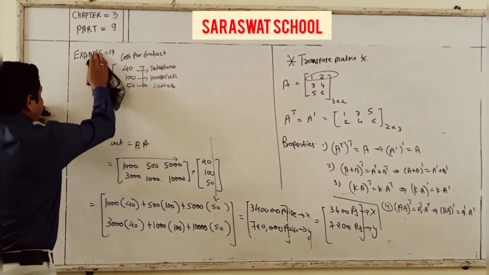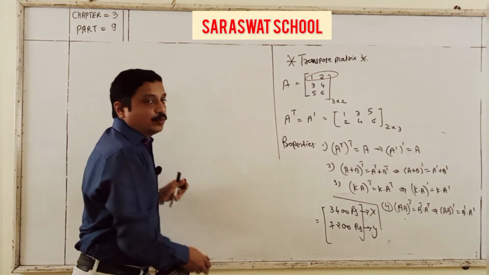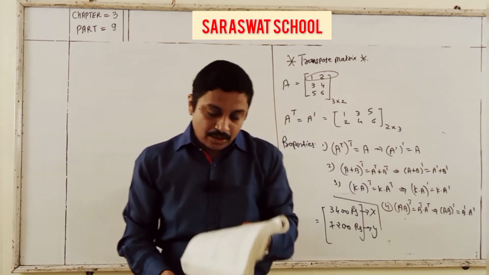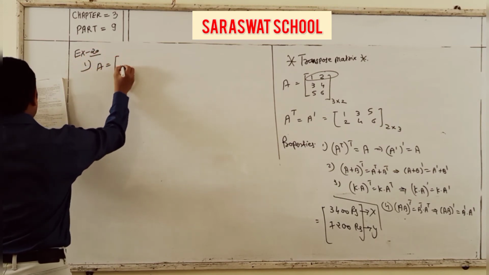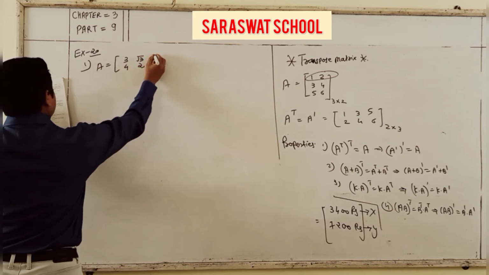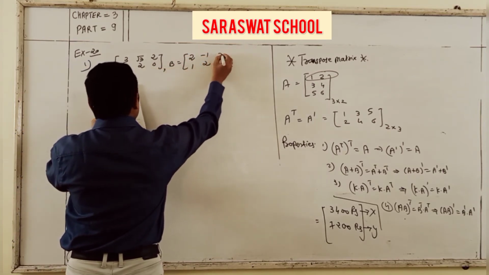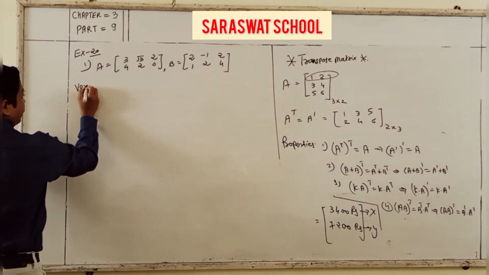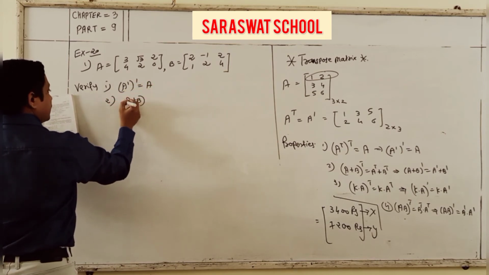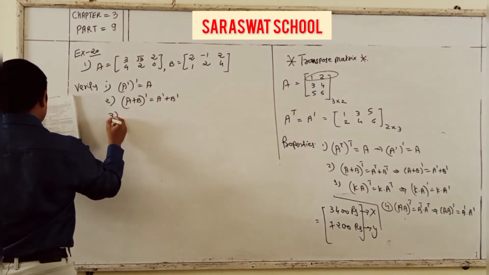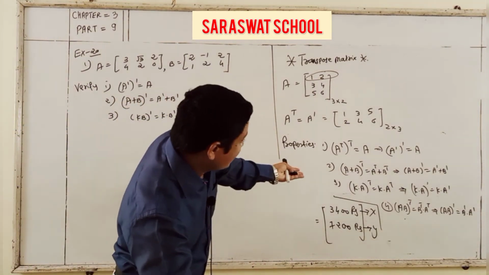Now I will start my solutions, going numerical wise. Example continued, 20. If A is 3, 4, root 3, 2, 2, 0 and B matrix 2, 1, minus 1, 2, 2, 4, then verify first (A dash) dash is A, second (A plus B) dash is equal to A dash plus B dash, and third (K B) dash is K B dash, where K is any constant. This property is valid here for this solution.